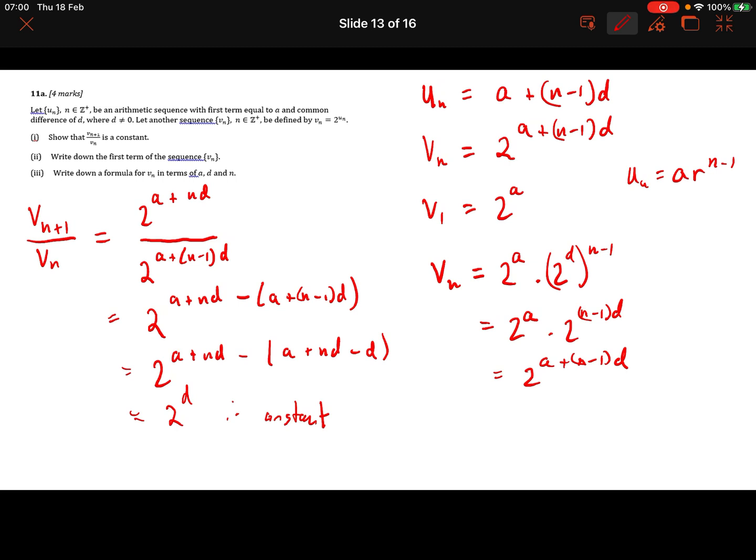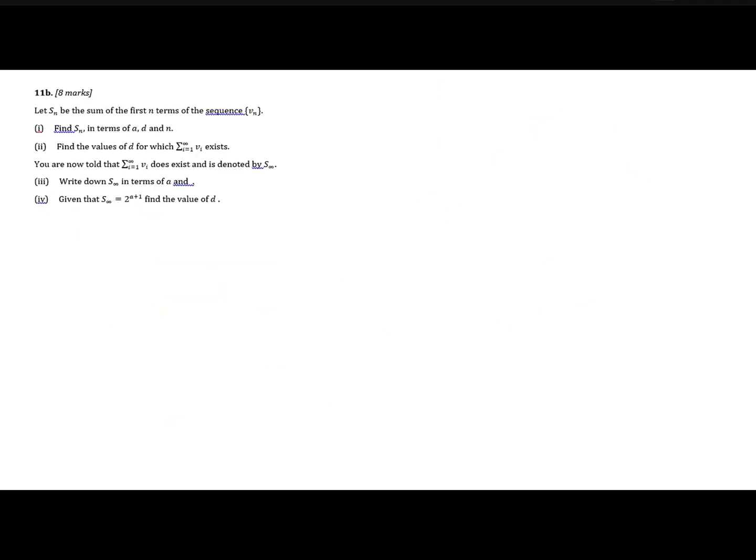Okay? So again, entry into this question is not too hard. What's coming next is more difficult, but if you really understand these formulas, you understand what a geometric series is, which is where you have a common ratio. There should have been no reason why that was difficult. Okay? So let Sn be the sum of the first n terms of the sequence Vn. Find Sn in terms of a, d, and n. So we've now established that Vn is a geometric sequence.